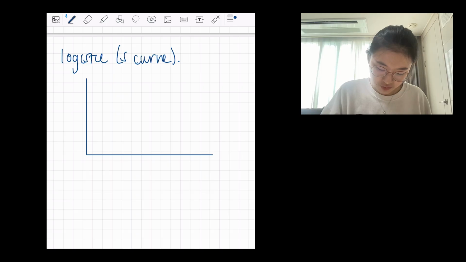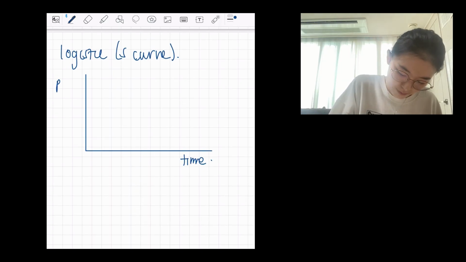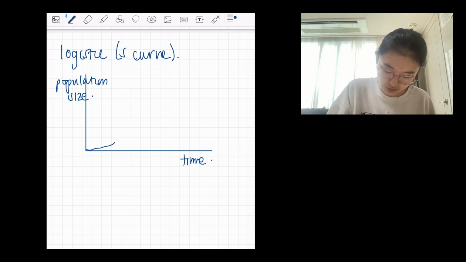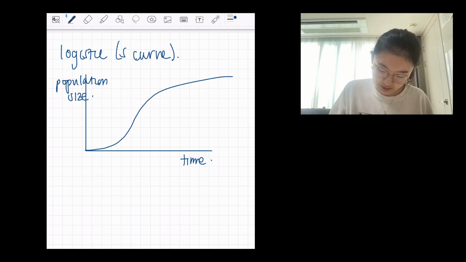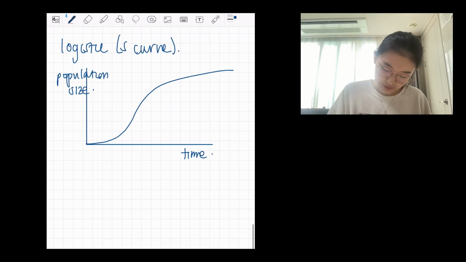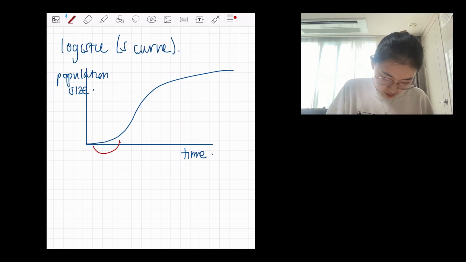So firstly, we're going to draw our curve. We're going to have time on the x-axis, and population size on the y-axis. The way that the curve is going to look is pretty much in its name. It's going to look a little bit like this, where we have this general S outline in the curve.